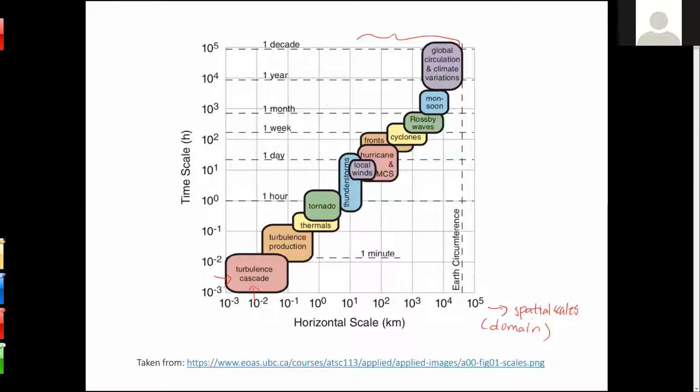If you look at the highest time scale, you have the global circulation and climate variation. So if you're modeling, for example, climate change, then you want to use a model whose domain is the entire Earth, right? The entire circumference of Earth in 3 dimensions, usually columns of the atmosphere, is used for global circulation models.